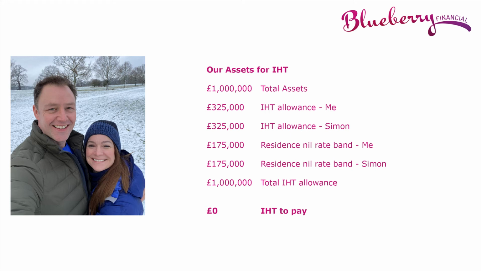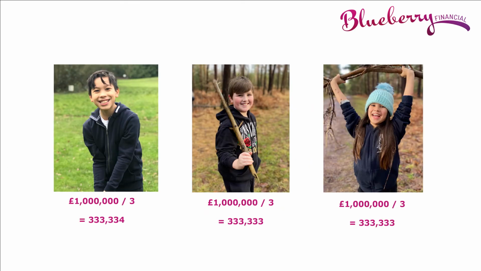Therefore, as you can see, our beneficiaries will have no inheritance tax to pay once they've killed us off. So look how happy the kids are. Each of the kids get £333,333 upon our deaths, apart from Riley, who's got an extra £1, and that's because he's the eldest.